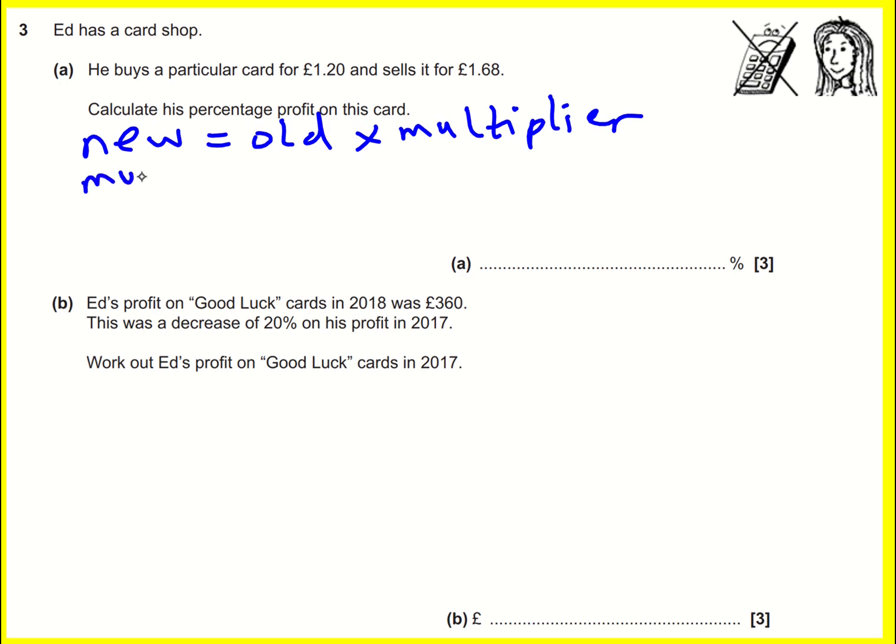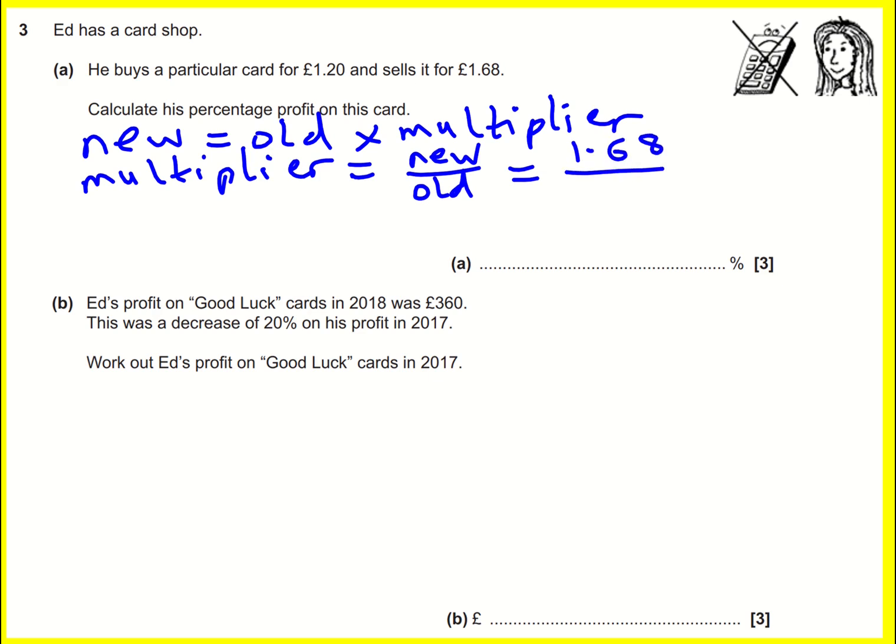So I can rearrange this formula. Once I've learned just that one formula, I just need to know how to rearrange it. And it's going to be this, new divided by old. So for me, I see that the new is going to be this 1.68, that's the one at the end, and the old is that 1.2. And if I can work out this, I can get back to the percentage increase, which in this case is a percentage profit, the same thing.